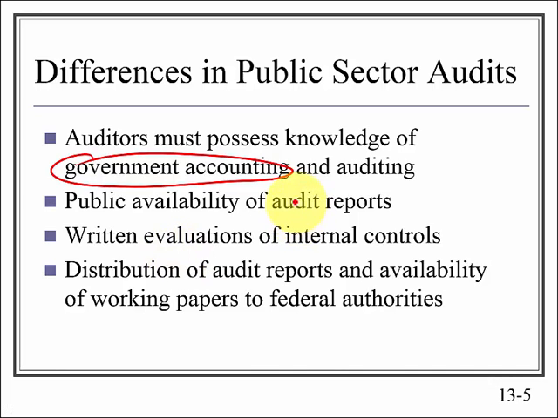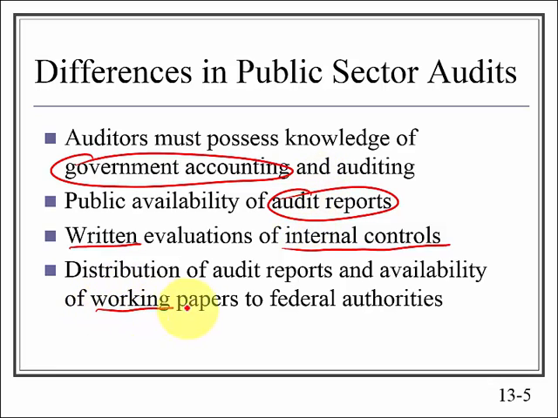And audit reports of the governments have to be publicly available, usually posted up at the government's websites. When you do an audit, you usually have to evaluate the internal control systems of that organization. In the case of the government, this evaluation has to be written up, has to be in writing. Now, this is not an audit of the internal control system, but it's probably more a detailed analysis in writing that's provided in the audit report, more so than you would see in an audit of a business.